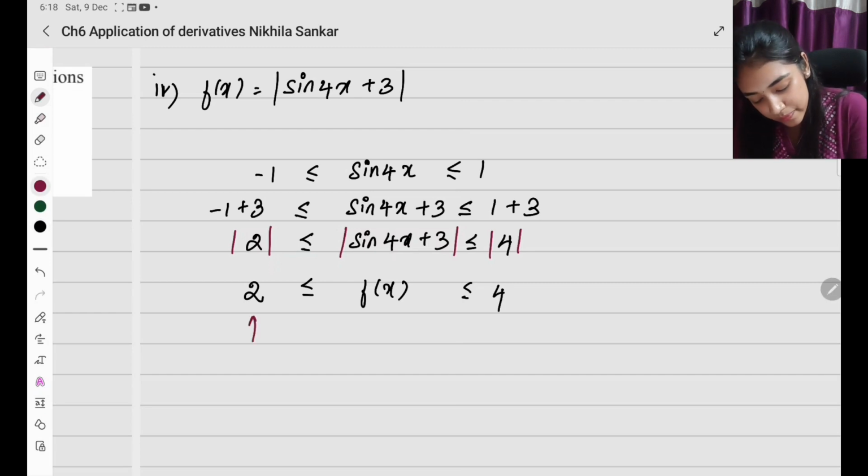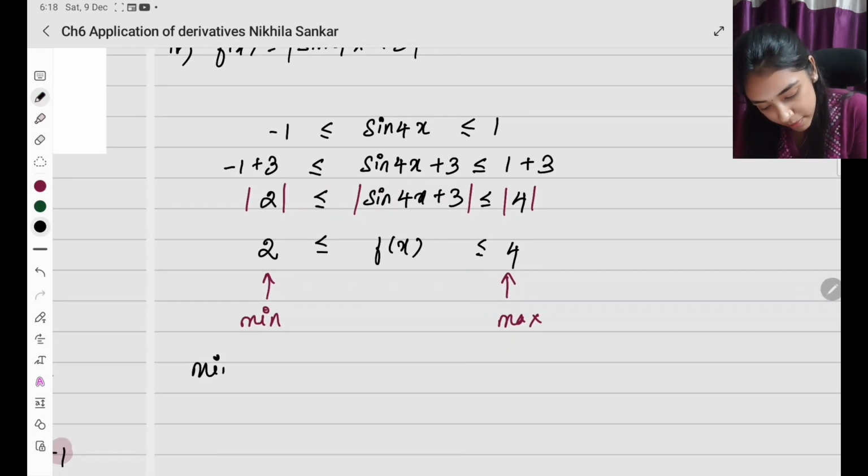So what is my minimum value? It is going to be 2. And what is my maximum value? It is going to be 4. So final answer? Minimum value is 2 and maximum value is 4.